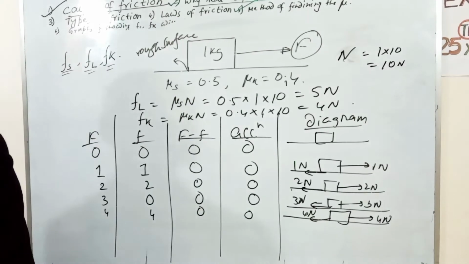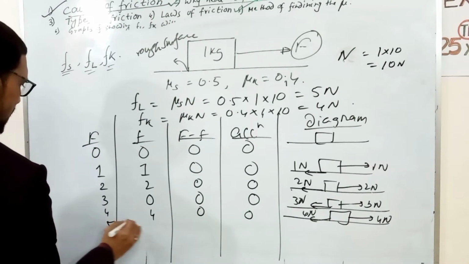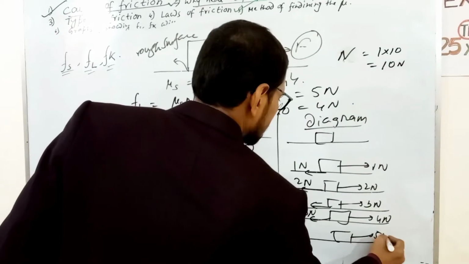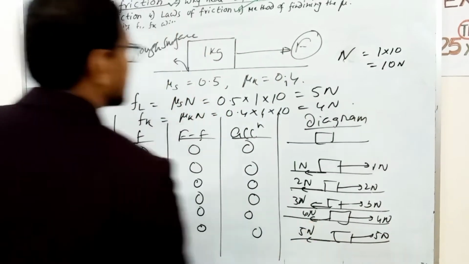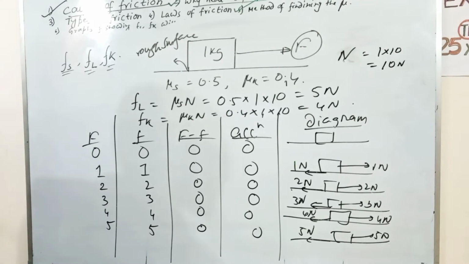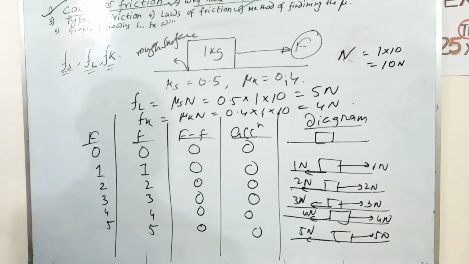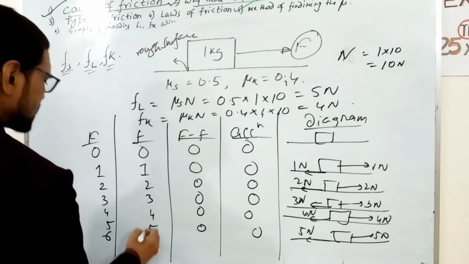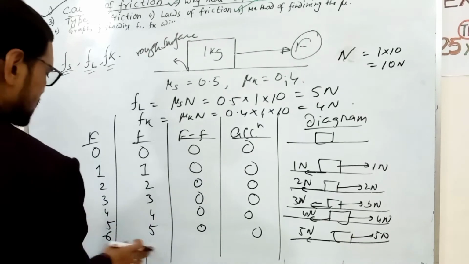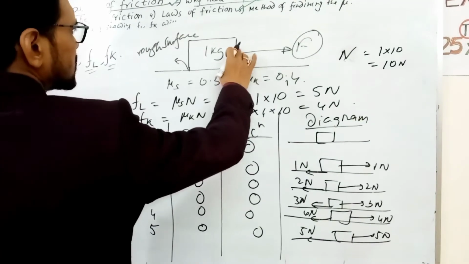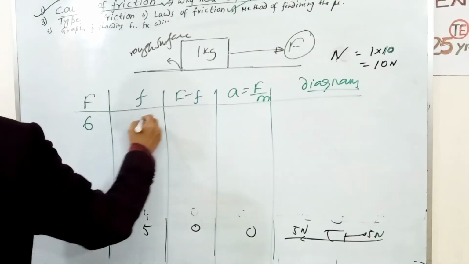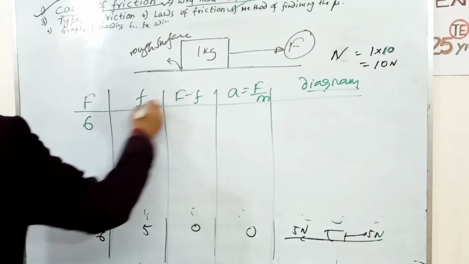Now when 5 newton force is applied, friction force is 5. Now, if the force is 6 newton, what happens? If the force is 6 newton, friction force is not 6, because maximum friction force is 5 newton. If the applied force is 6 newton, friction remains at its maximum and the block will move.